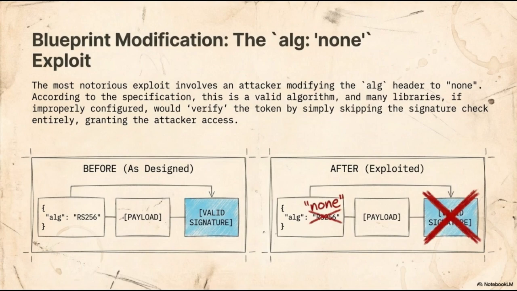If the backend library is improperly configured, it will take this instruction literally and skip the signature verification process entirely. By removing the requirement for a valid signature, the attacker can manipulate the payload and gain unauthorized access. This highlights why proper library configuration is just as critical as the protocol itself.